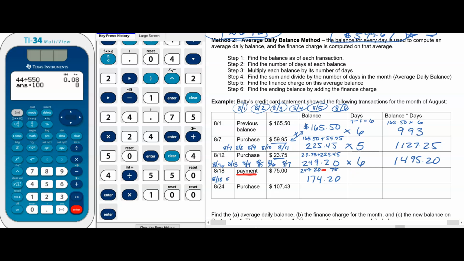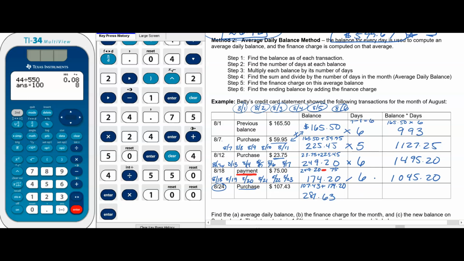So the 18th, the 19th, the 20th, the 21st, the 22nd, and 23rd. I'm not going to include the 24th because there was a purchase there. So that's 6 days. Then I multiply 6 times 174.20 and I get 1,045.20. And then last but not least, I have a purchase. So I'm going to add that 107.43 to my previous balance of 174.20, and then I get $281.63.